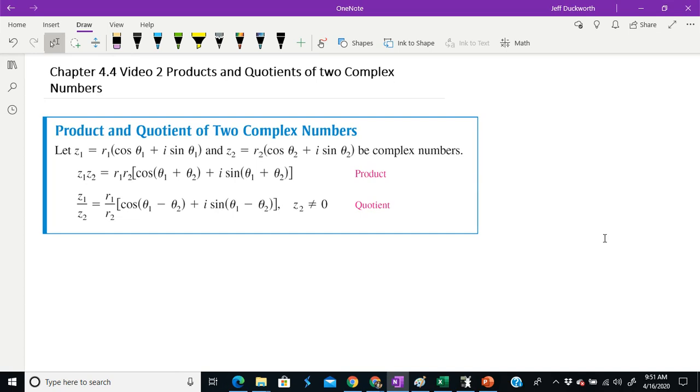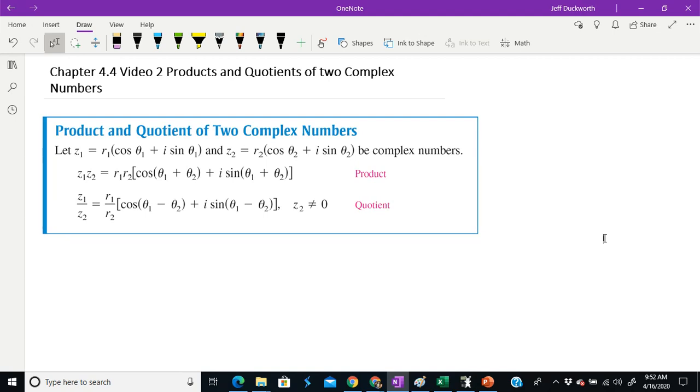We discussed earlier in the chapter how to manipulate sine and cosine when we have different angles inside and how to break them up. And instead of just going through the identities, you can certainly prove this on your own. But we'll use these formulas here to convert.